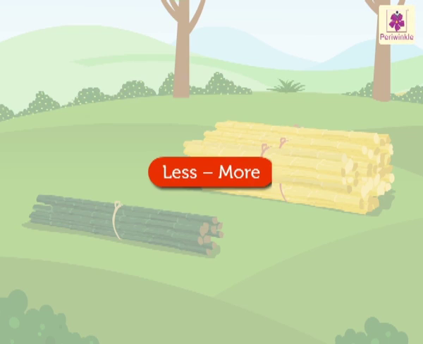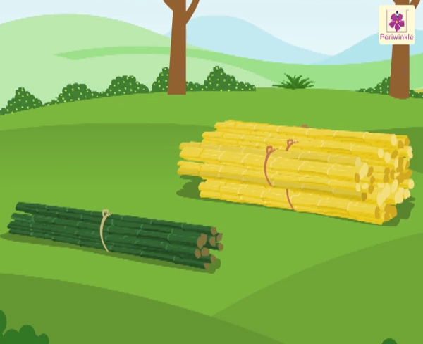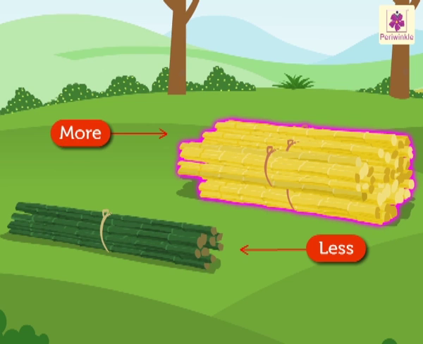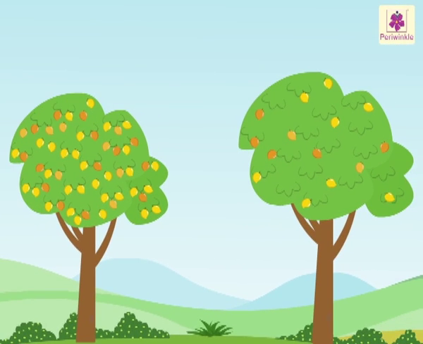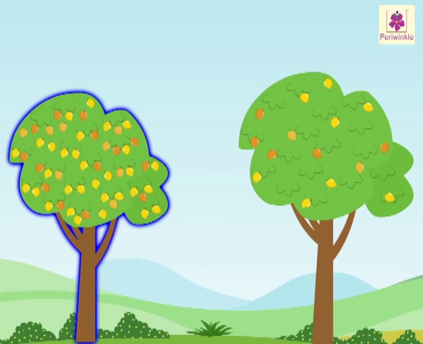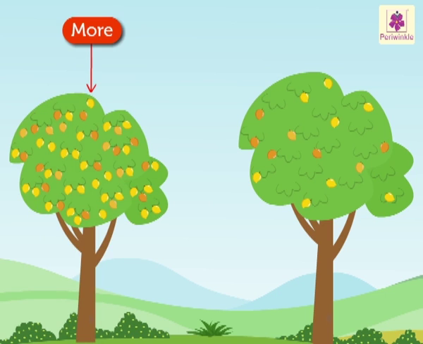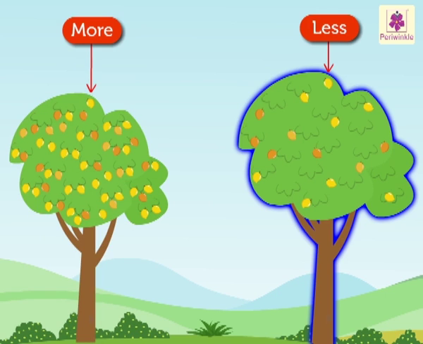Lastly, less and more. Can you see the bundles of wooden sticks? The first bundle has less wooden sticks. But the second bundle has more wooden sticks. Now, look at the two trees here. This tree has more mangoes, while this has less mangoes.